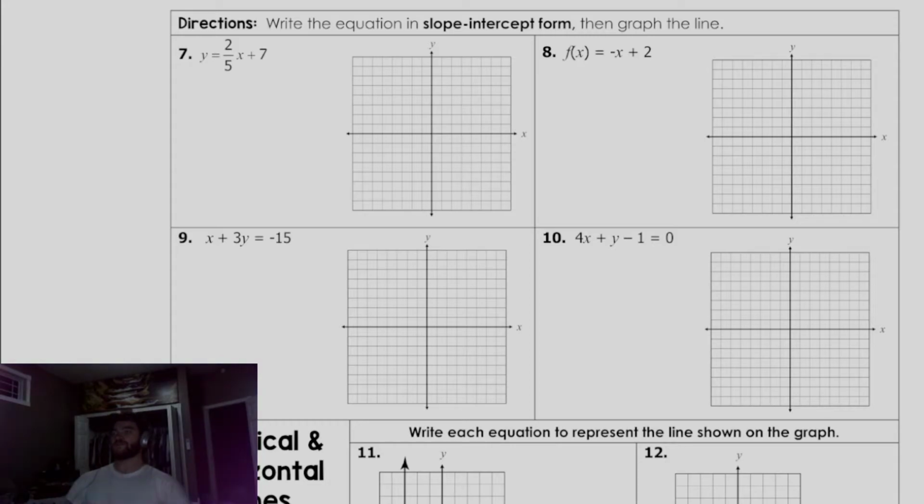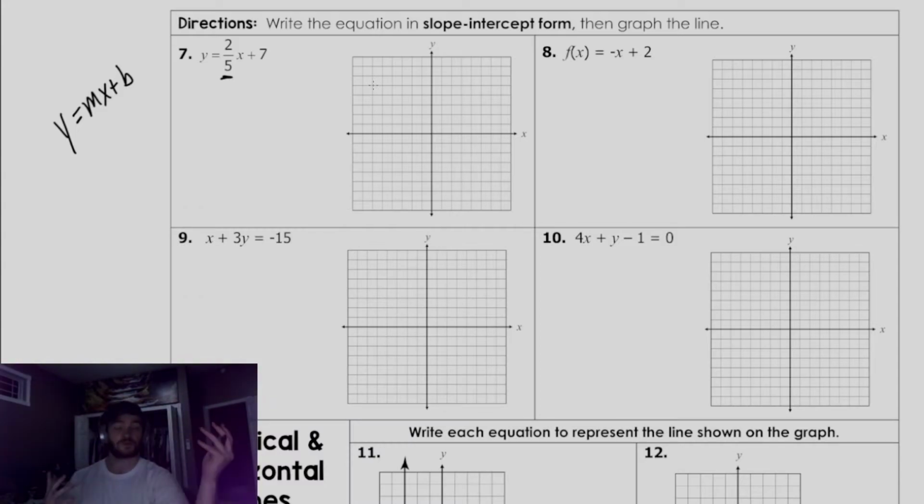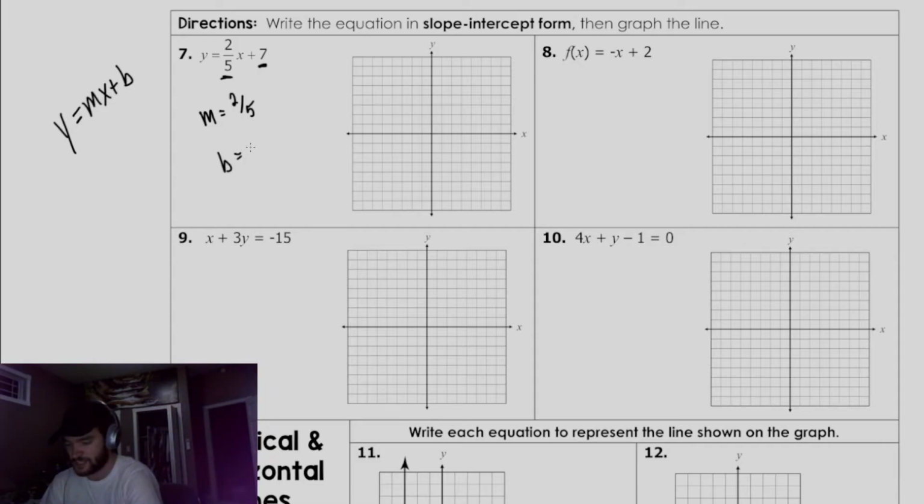Cool, so write the equation in slope-intercept form, then graph the line. Awesome. Let's do this first one. So my slope exists right here. So again, I'm going to write y equals mx plus b. Can we see that? Yes, we can. And that's what we're kind of going for, right? We know this, so my m is my slope, my b is my y-intercept. So m equals 2 over 5, and then b, my y-intercept, equals 7.